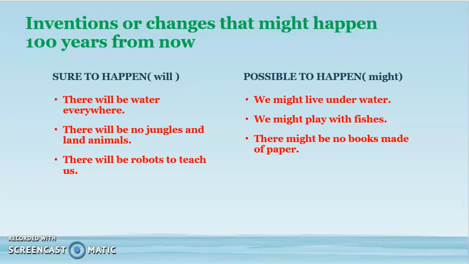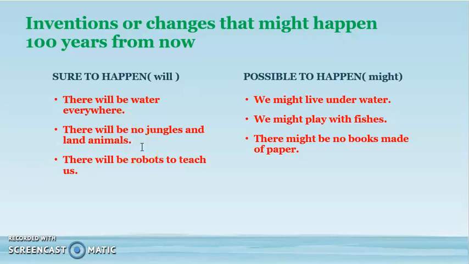Okay, will means it is definitely going to happen. It's sure to happen. Might is it might possibly happen. Okay, it may not also happen. So look at this one. There will be water everywhere. Now, I've written will because I feel that there will be water everywhere 100 years from now because of global warming.